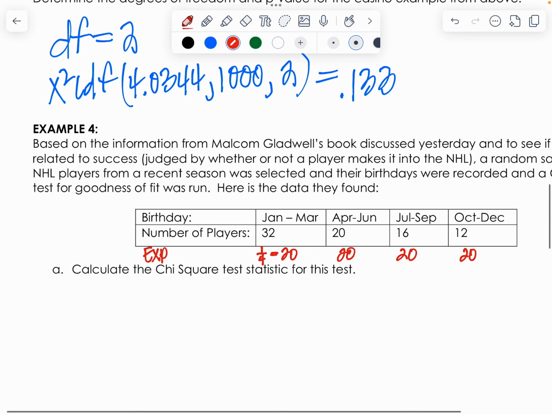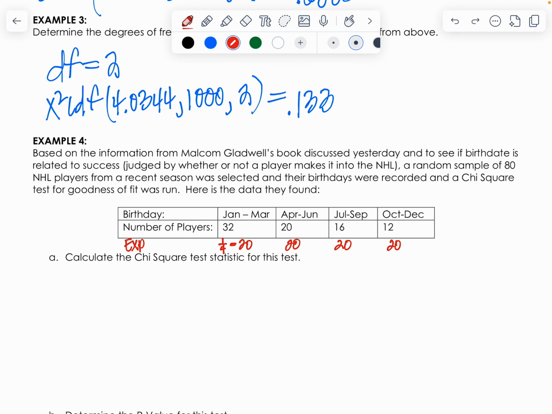Right? So far we're seeing, holy cow, there's a lot born from January to March compared to the others. And that one has a lot larger observed value than its expected value. Okay. Now, if we had them broken down by each month, we do 1/12 of our 80 sample, right? And so that would mean we'd have 1/12 of the sample in January, 1/12 in February, 1/12 in March. So it kind of depends on how your data is broken down. Remember, in this one, we're checking to see is each category equally represented.